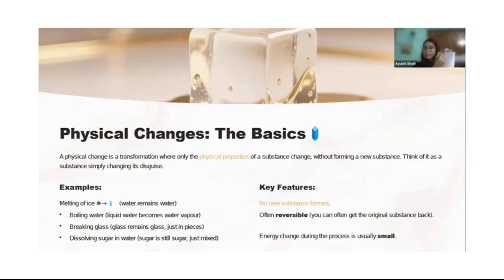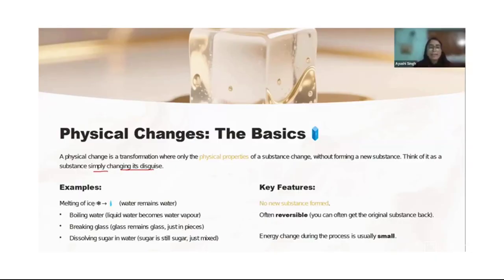If I color it, add color on top of it, it will still be a paper, right? So a physical change is a transformation where only the physical properties change, like the shape, size, and color of a substance. Only physical property is being changed without forming a new substance. Think of it as a substance simply changing its disguise, maybe changing the outer covering, but still staying the same.